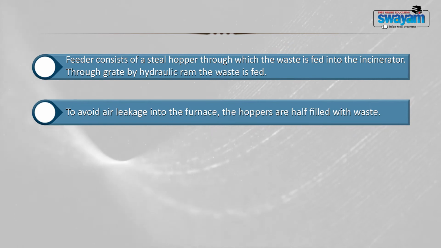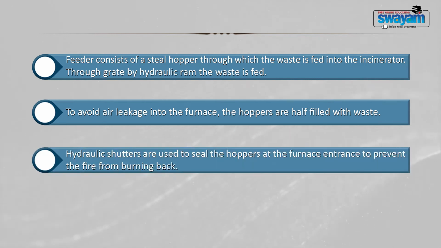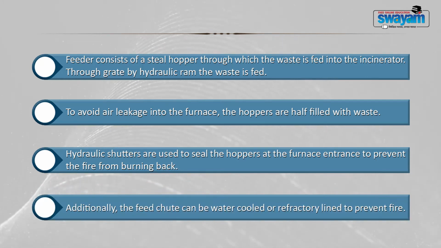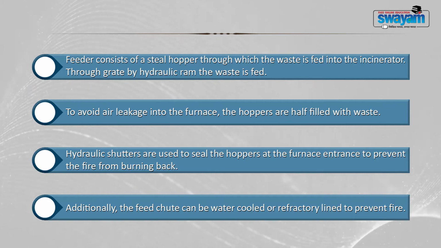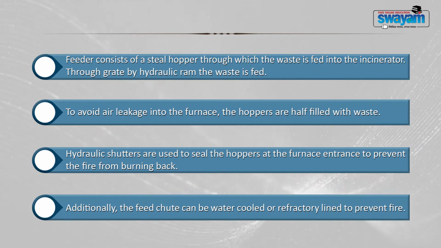To avoid any air leakage into the furnace, the hoppers are generally half filled with waste. On top, you also have hydraulic shutters which are used to seal the hoppers at the furnace entrance to prevent the fire from back burning the waste. To be specific, when the waste is being fed into the incinerator, you will have a lot of fire, and the waste tends to catch fire. So you close the shutter so that the bunker storing the waste does not catch fire. That is the reason for having a shutter system here.